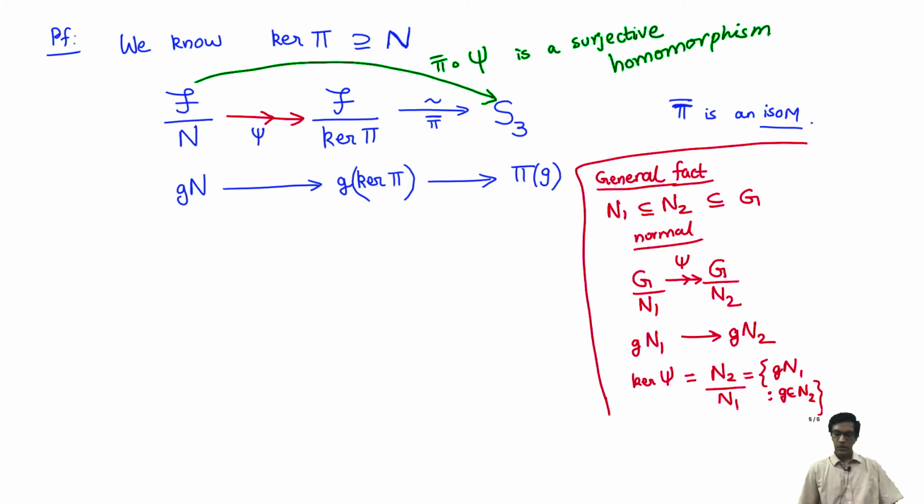Now what we are trying to prove really is that n and the kernel of pi are the same, and if that were true, then of course you can see that this map psi would just be like the identity map between them, and this composition here would just be the same as the original map pi bar.